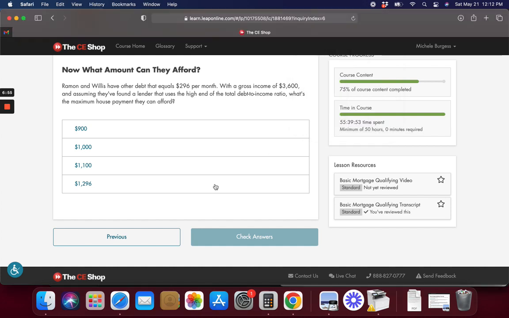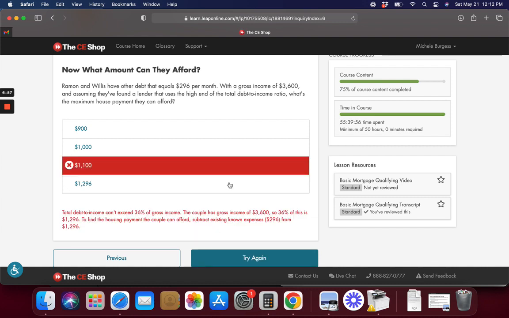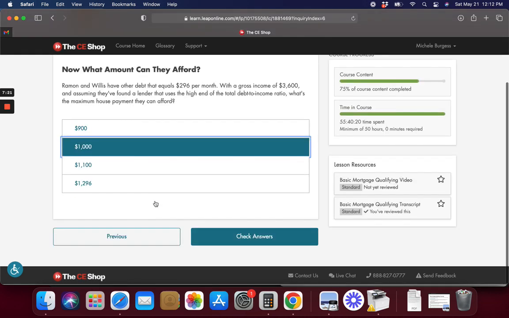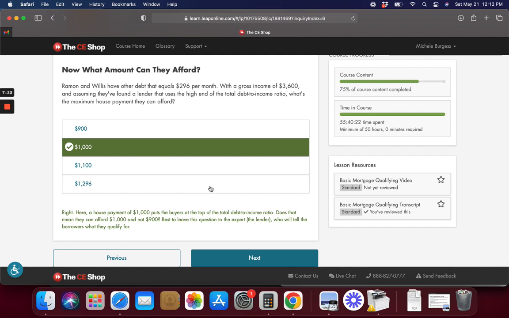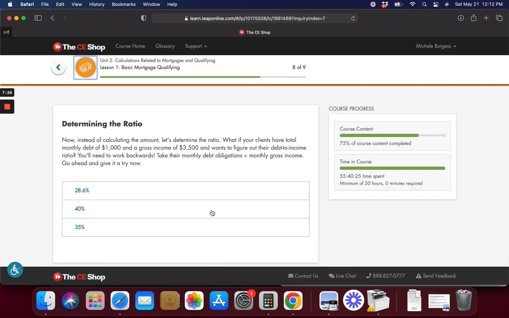All right, I have no idea. Let's just put something in here and see what happens. All right, so you take 36%, not 33%, which is 1,296. And then you subtract the 296, so it would be 1,000. Okay, I'm going to take a picture of this in case we get another problem like this. We know how to fix it. So I think it's 1,000, and it's 36%, not 33%.